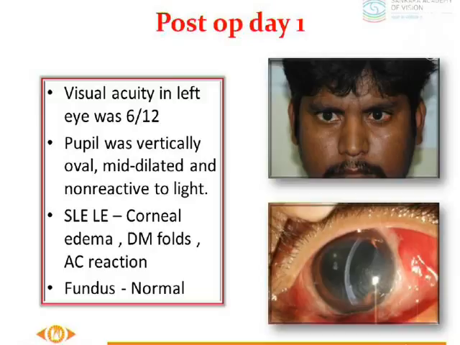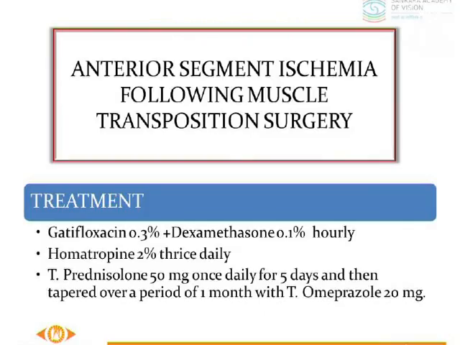The eye was ortho on day 1, but as Dr. Muralidhar already showed, this was the picture. Vision was reduced to 6/12, and the pupil was vertically oval, mid-dilated and non-reactive. Slit lamp showed corneal edema, DM folds and AC reaction. Luckily the fundus was normal. So this is a very clear-cut case of anterior segment ischemia following muscle transposition surgery. We went ahead with routine treatment with topical as well as systemic steroids and cycloplegics, and it resolved very well.